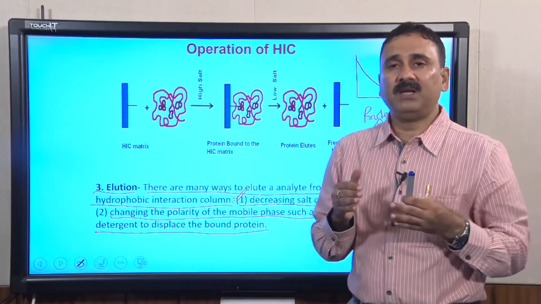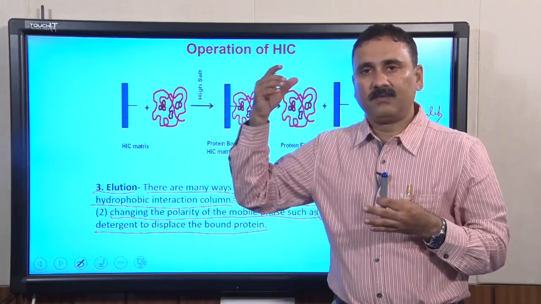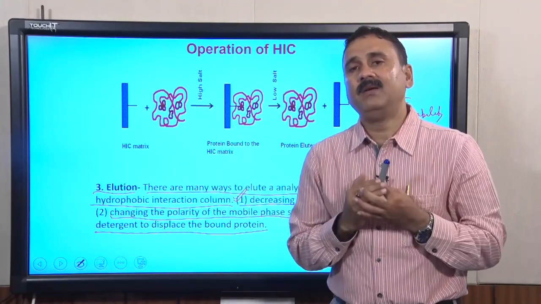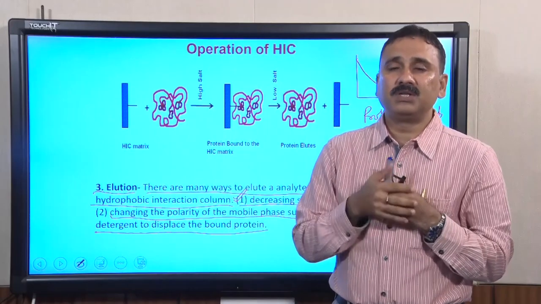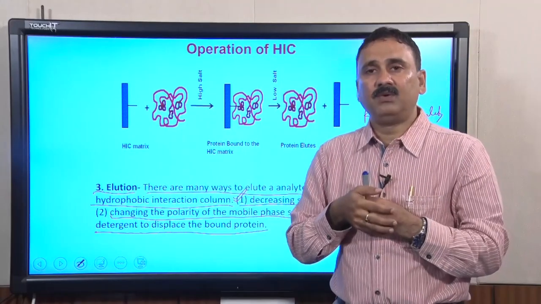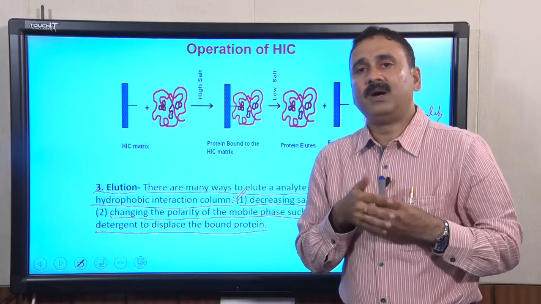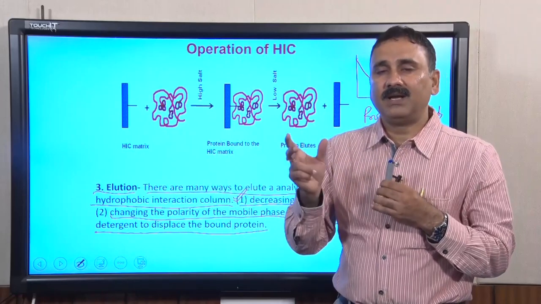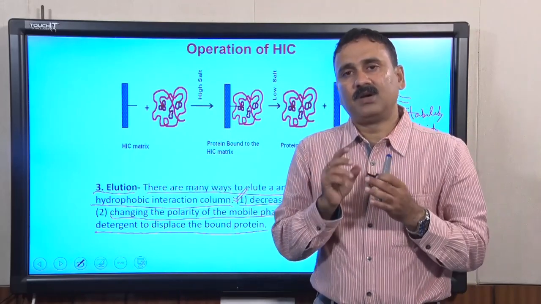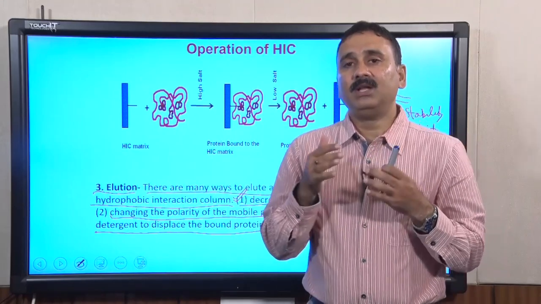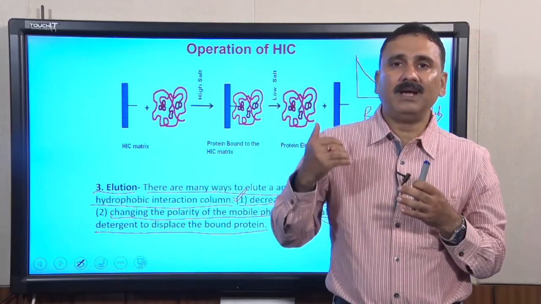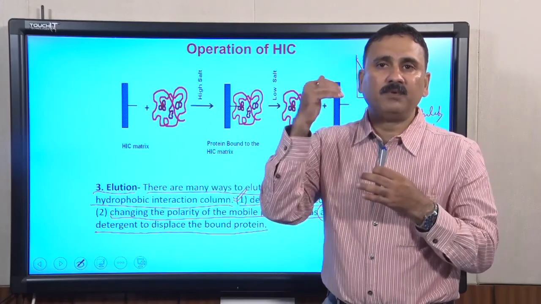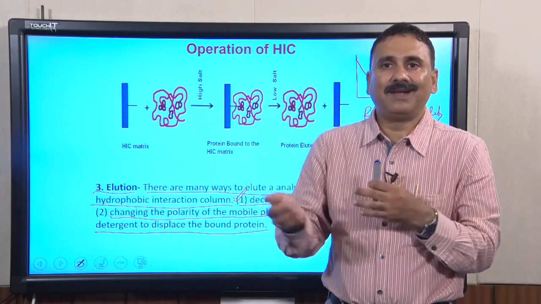In those cases, what will happen is, even if you flow the buffer without salt, which means you have decreased the salt, you are bringing the hydration shell back, but still it is not good enough to destroy the interaction between the ligand as well as the hydrophobic patches present on the protein. And in those cases, you might have to supply the non-polar solvent. So, people start with the alcohol and then they can go up to acetone and all those kinds of benzene and hexane and all that.